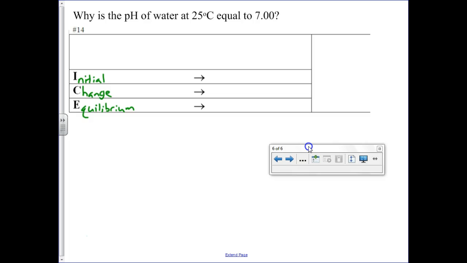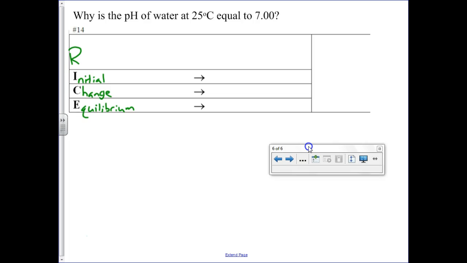Last year they started calling them RICE tables. The reason is the very first thing you should write down is a reaction. So, if you want to call them RICE tables, that's cool. If you like ICE, that's fine. But we do need a reaction for everything we do with an ICE table. Otherwise, it makes no sense. We need some context. So, the question here is asking us to prove why the pH of water is 7.